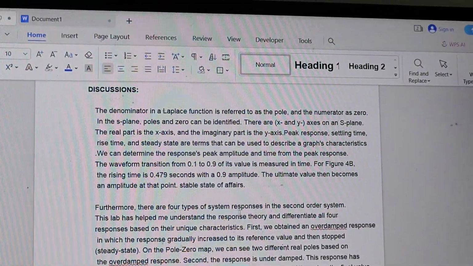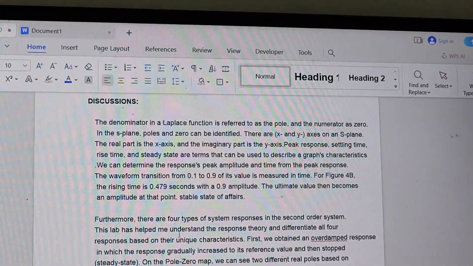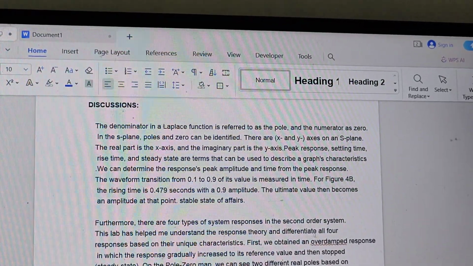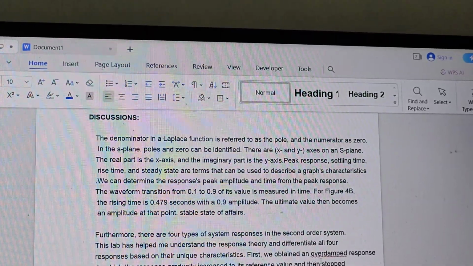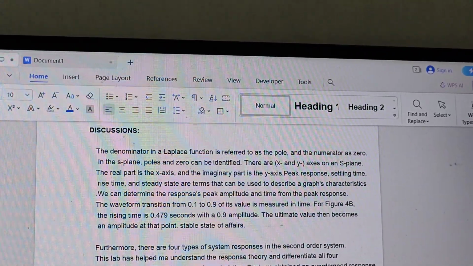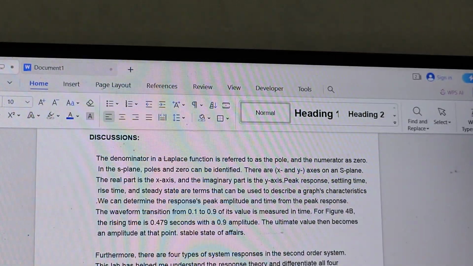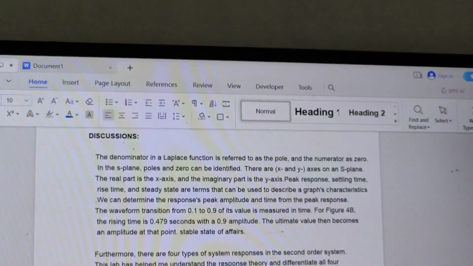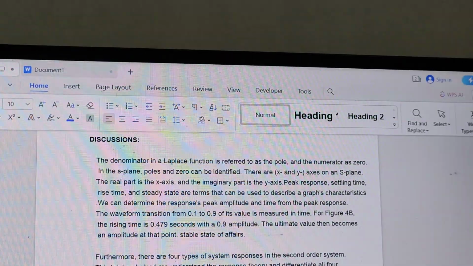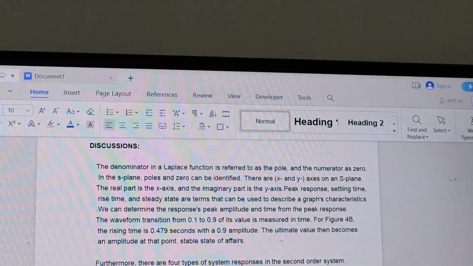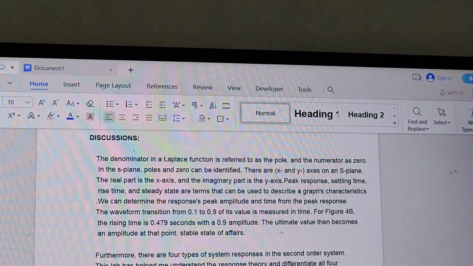And furthermore, there's a fourth type of system response in the second order system. This lab has helped me understand the response theory and differentiate the four responses based on their unique characteristics. First, the overdamped response, which gradually increases to the reference value and stops at the steady state. For the pole-zero map, we can see the different real poles based on the overdamped response. Secondly, in the underdamped response, the response has overshoot and oscillates until it reaches the final value.